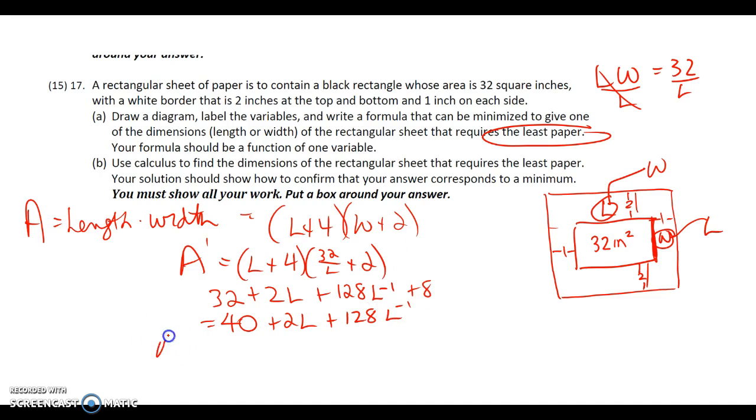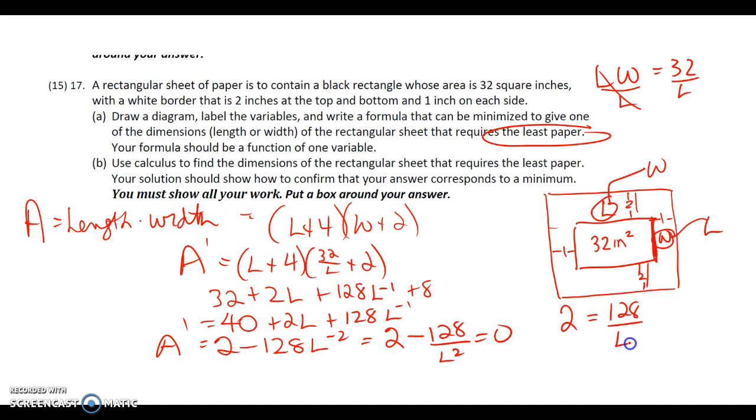So in order to minimize, I have to take the derivative. The first term goes away. I have 2 minus 128L to the negative 2, right? So this really equals 2 minus 128 over L squared. I'll set it equal to 0. So I'm going to move the 128 over L over, this is what we get. So 2L squared equals 128, L squared equals 64, L has to equal 8.